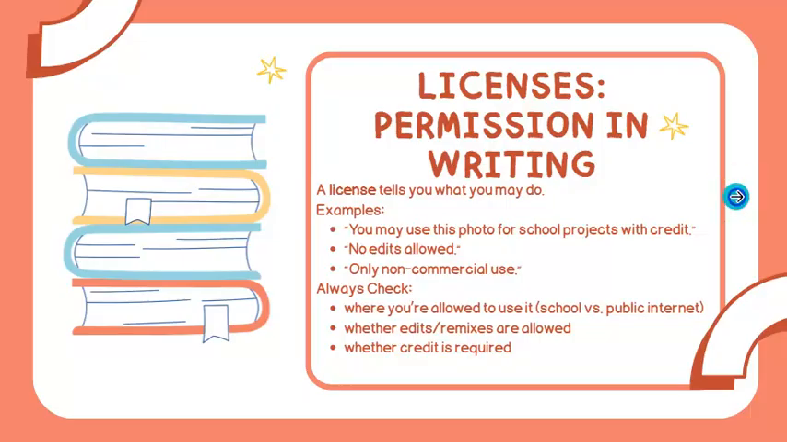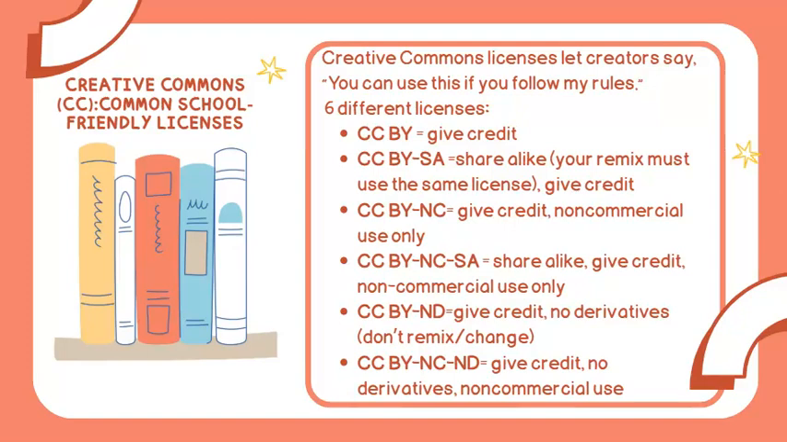whether credit is required. The Creative Commons are the licenses that let creators say, hey, you can use this as long as you do these specific things. And there are 6 different types of licenses with these different acronyms. So we have CC BY, which just means that the content creator gives you permission to use their work as long as there's credit involved, or you give them specific credit for this. But you can edit, you can remix, you can do whatever as long as credit is given.